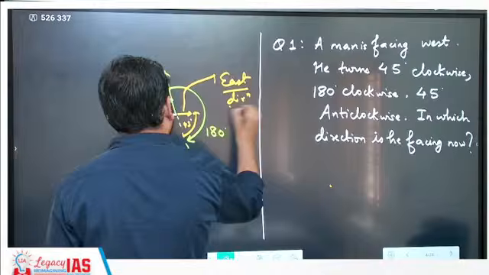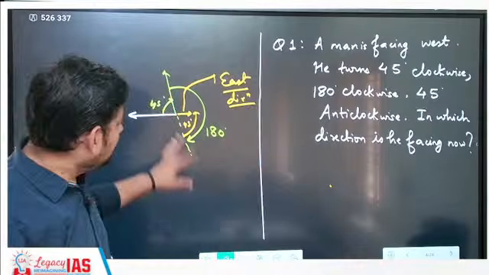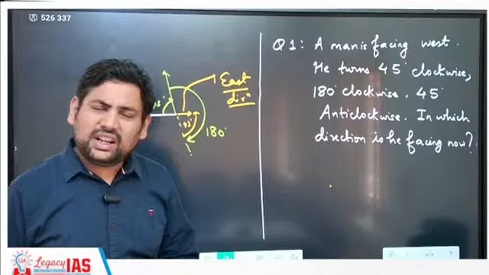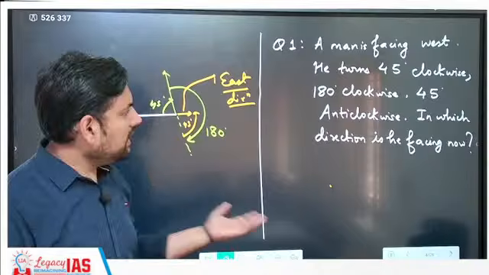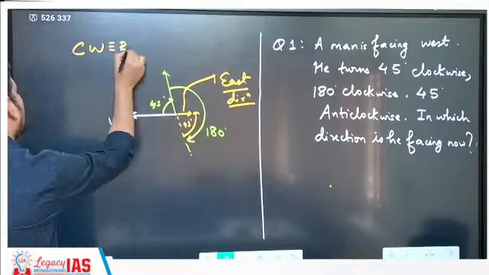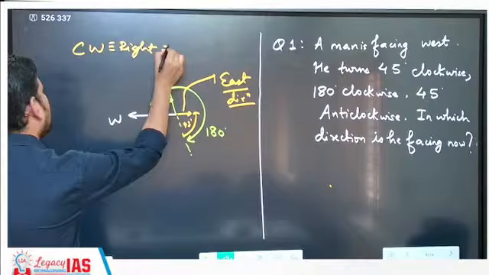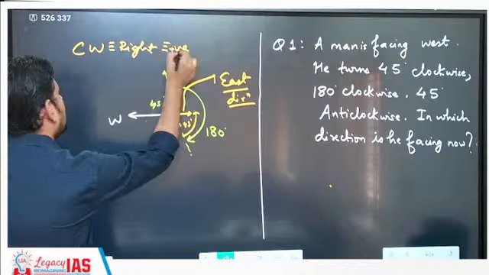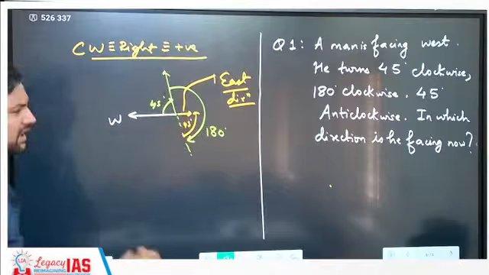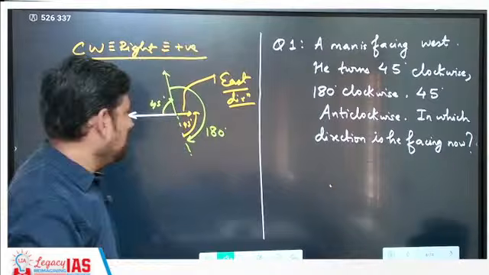Now this is a much lengthier way. A much simpler way of doing this is, you just consider one of them as positive and the other as negative. For example, clockwise is right, I consider clockwise to be positive, and anti-clockwise, left, is negative. So now I start counting.